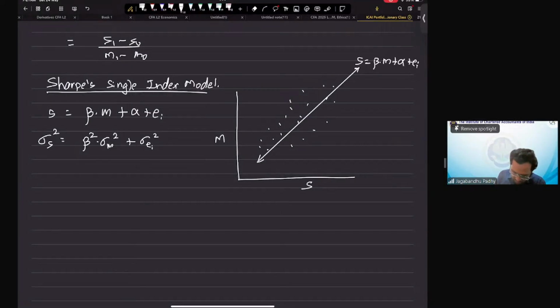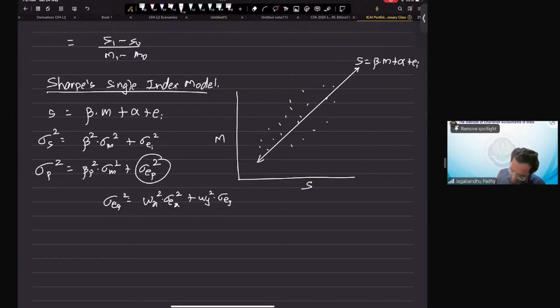And similarly, we can say variance of the portfolio will be beta of the portfolio square into variance of market plus variance of error term of the portfolio. Mind it that this error term of the portfolio can be computed as weight of x square into error of x plus weight of y square into error of y plus 2 into weight of x, weight of y, error of x, error of y into correlation between error of x and error of y.